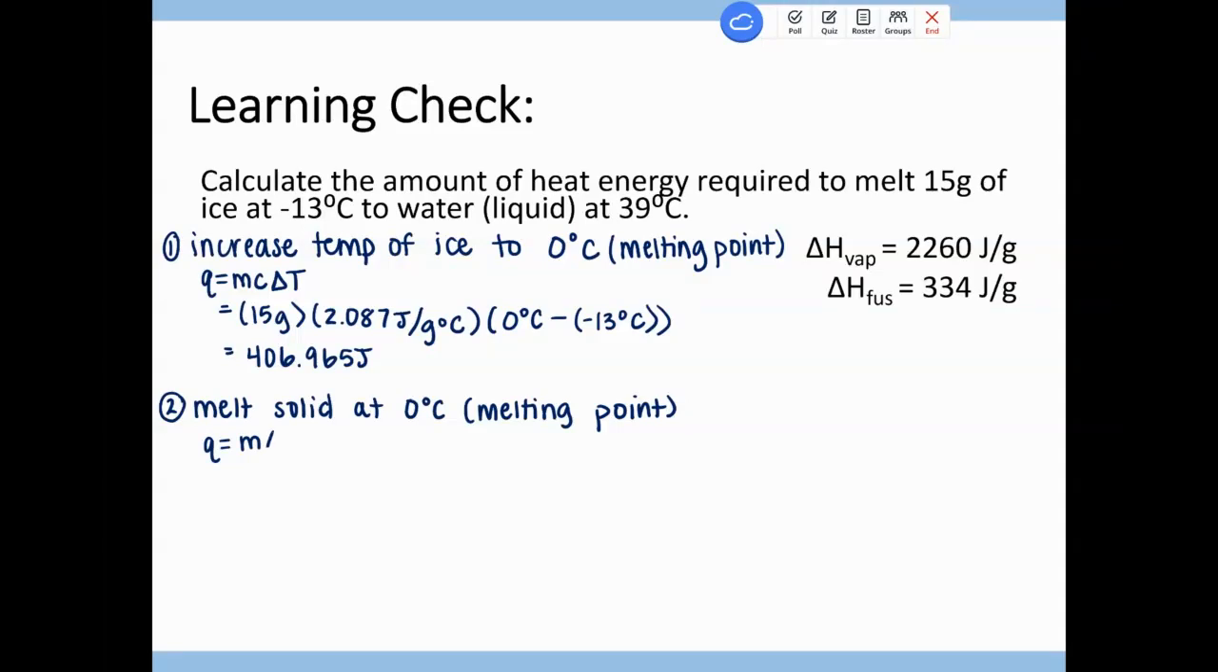So I'll use Q equals M delta H fusion. M is the mass, 15 grams. Delta H fusion is provided for you, 334 joules per gram. This is 5,010 joules.